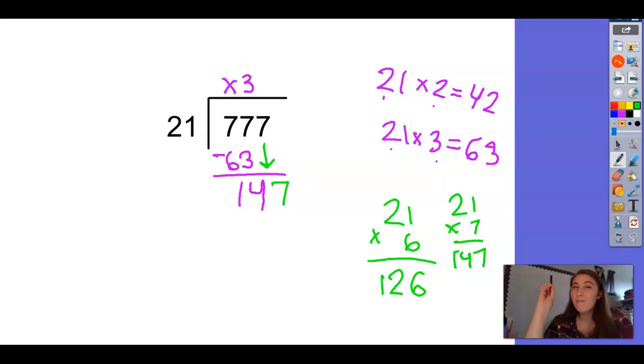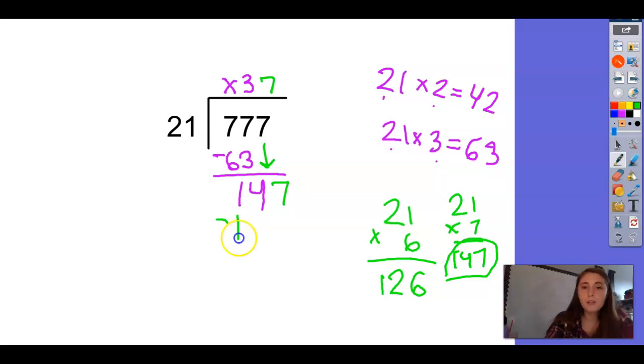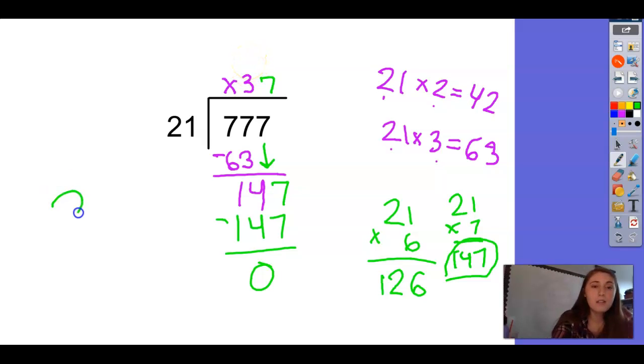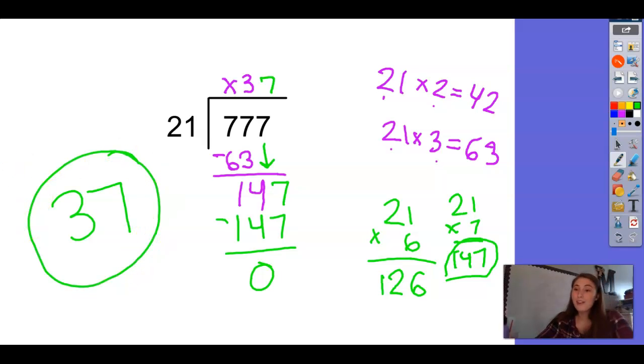So I know I can fit 21 into 147 7 times. So I'm going to write a 7 over my 1s. And 21 times 7, I know, is 147. So I'm going to subtract 147. I'm left with 0. So that tells me that for my dividend of 777, my divisor of 21, I have a quotient of 37. So 777 divided by 21 equals 37.